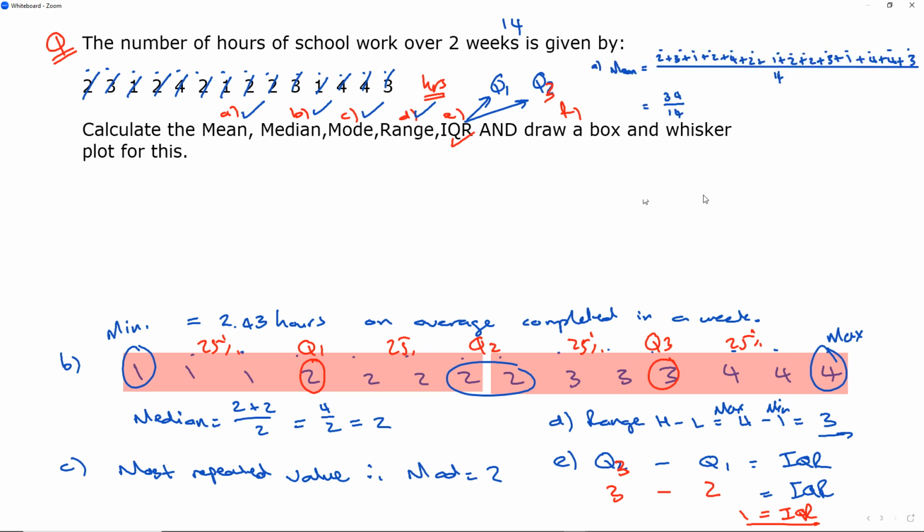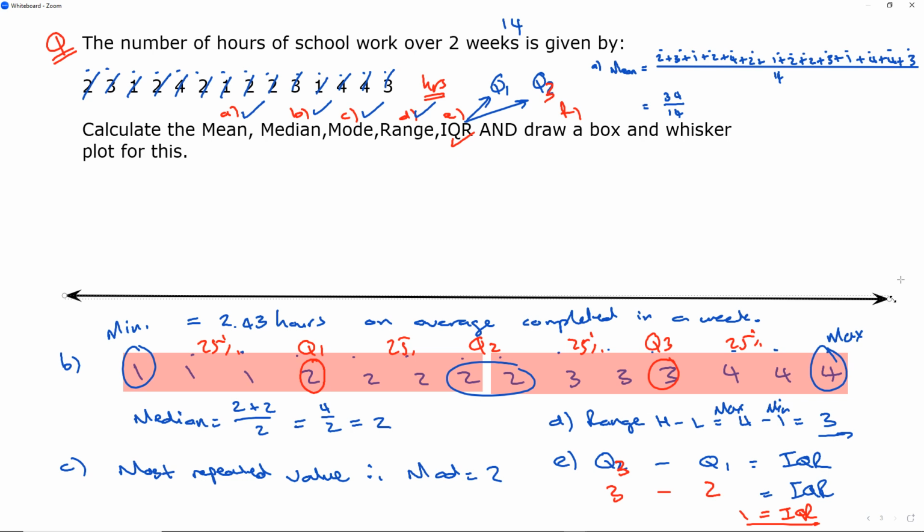So here I'm going to draw my box and whisker plot. Draw a straight line and start your values at 0 and work your way up. So let's say we start at 0 and work our way up to 5: 1, 2, 3, 4, 5. Then we draw lines firstly at the minimum. The minimum we see is 1, so let's draw a line at the minimum. The maximum is 4, so draw a line there. And then my median is 2, so that's going to be over here.